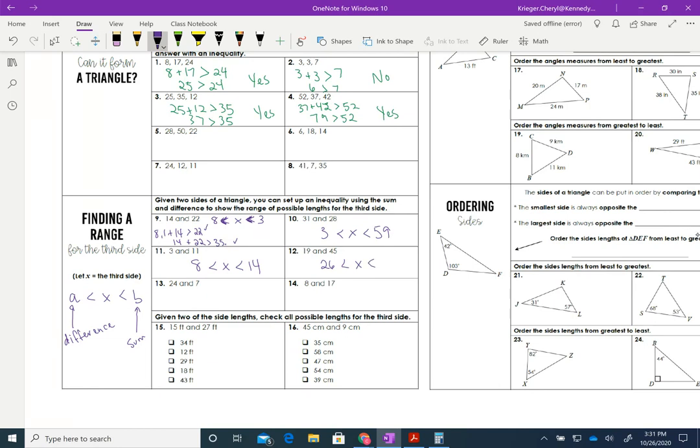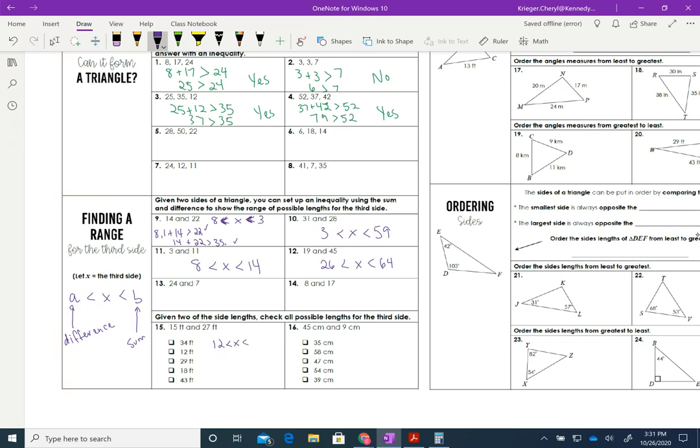64. Okay, so you guys can do 13 and 14 on your own, and let's do 15 together. So let's first write an inequality. The difference between 27 and 15 is 12. So x is greater than 12 and less than 27 plus 15, which is 42.